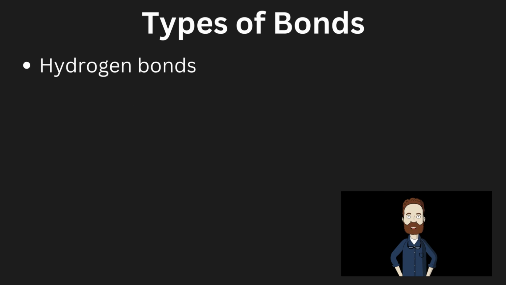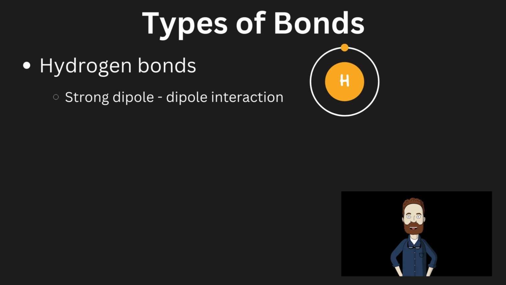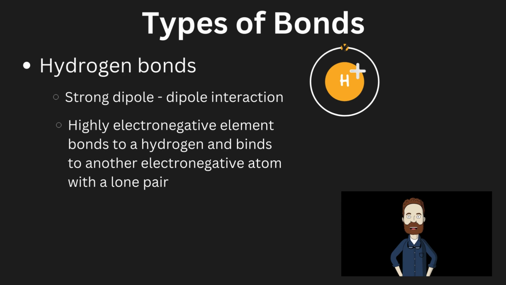Now, hydrogen bonds are quite unique, and there's a reason I chose to talk about them last. Hydrogen bonds are a strong dipole-dipole interaction. Hydrogen can have its electron easily pulled away from it, resulting in it having its positively charged nucleus exposed. Now, hydrogen bonds are more specific than just a hydrogen bonding to something else. You typically see a hydrogen bond when a highly electronegative element bonded to a hydrogen makes another bond to another electronegative atom with a lone pair of electrons.